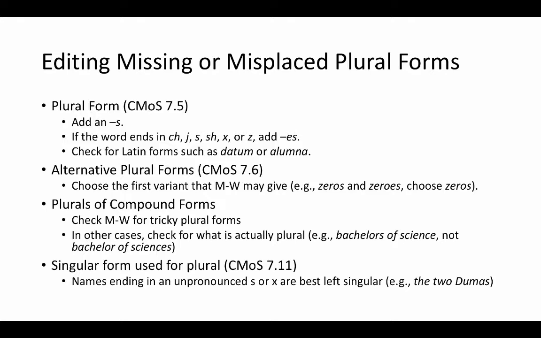Check, of course, Merriam-Webster for any other tricky ways of creating a plural, but in other cases, think about what actually is plural. For example, one might earn a Bachelor's of Science in TechCom, but it's not Bachelor of Sciences, because it's actually the first part that's plural, not the second.